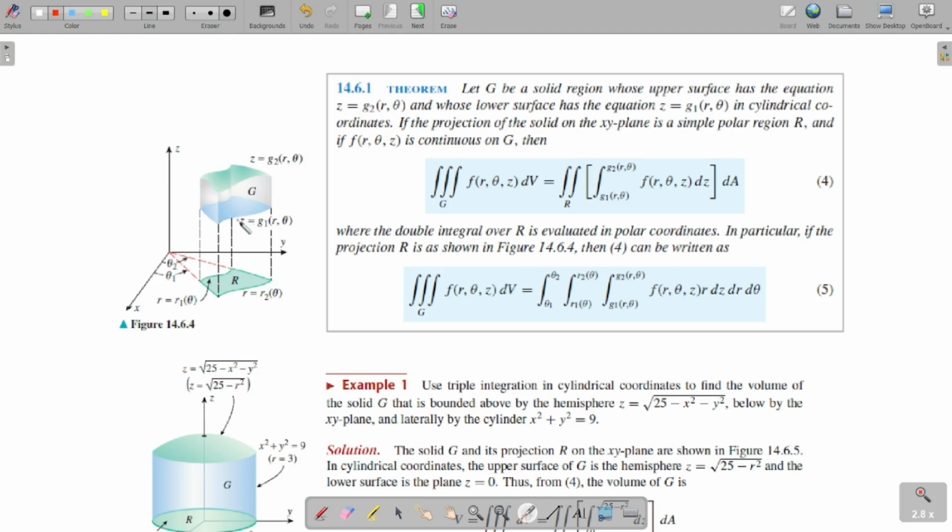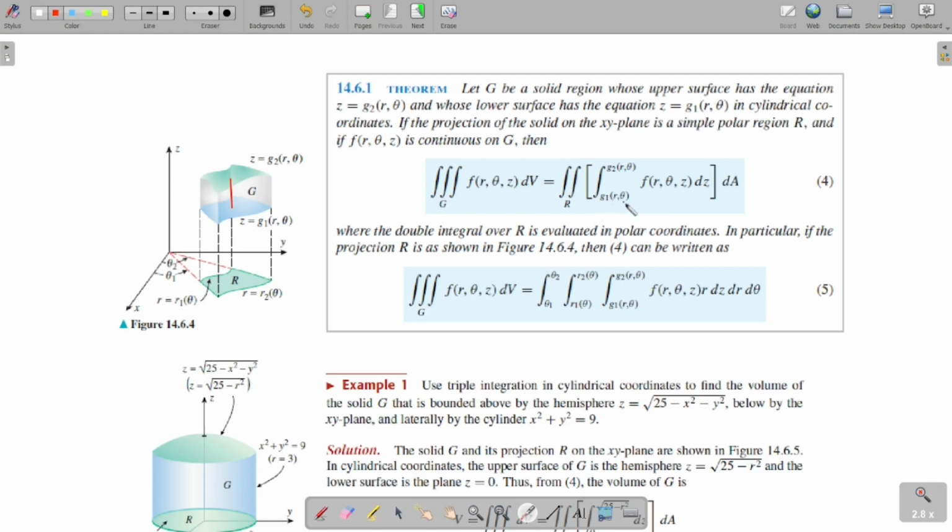Let me explain the result now. Suppose you have a solid here G, and you have to triple integrate over the region G the function f of r, theta, z. Now how can you locate the limits of the triple integral? Here you may see that to get the limits of z, we consider a perpendicular line from the region in the lower portion to the region in the upper portion. Along this perpendicular line, z varies from g1 of r, theta to g2 of r, theta. So those are the limits of z here.